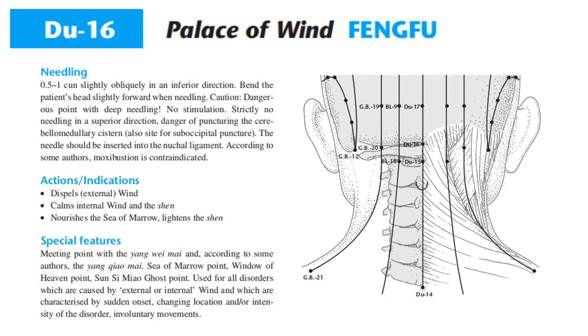Special features: meeting point with Yang Wei Mai and, according to some authors, the Yang Qiao Mai; Sea of Marrow point; Window of Heaven point; Sun Simiao ghost point. Used for all disorders caused by external or internal wind, which are characterized by sudden onset, changing location and/or intensity of the disorder, and involuntary movements.